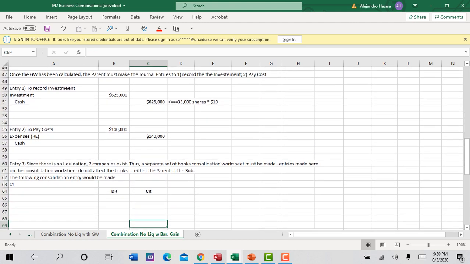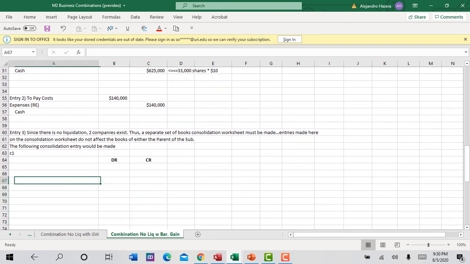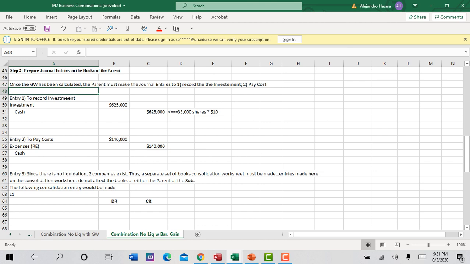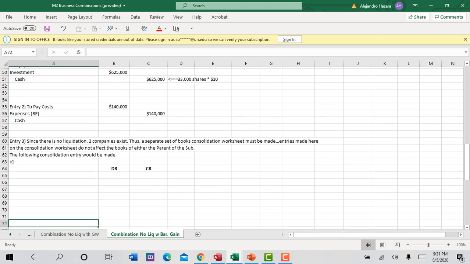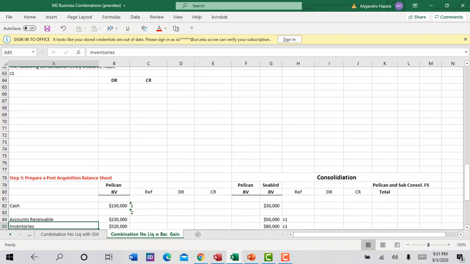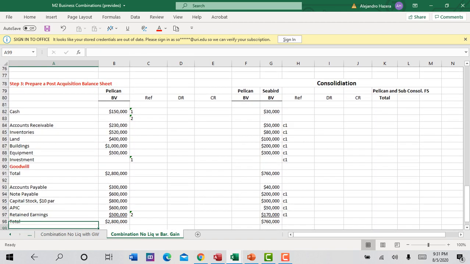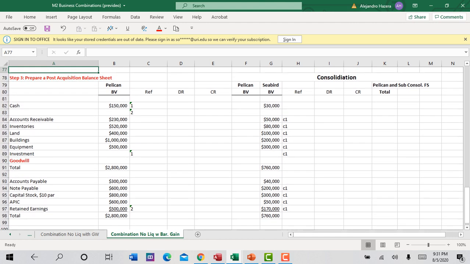Then the parent cannot make a liquidation entry, and the reason is it's not liquidating anything. So in a sense, the consolidation takes the place of liquidation. But you've got a little issue here because the parent already made two entries on its own books, so you've got to update its balance sheet for these two entries, then combine the two financial statements into consolidation. The consolidation entry I'm going to put here. Consolidation is just a separate worksheet.